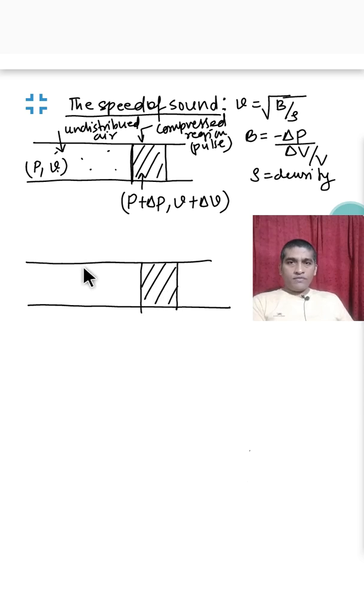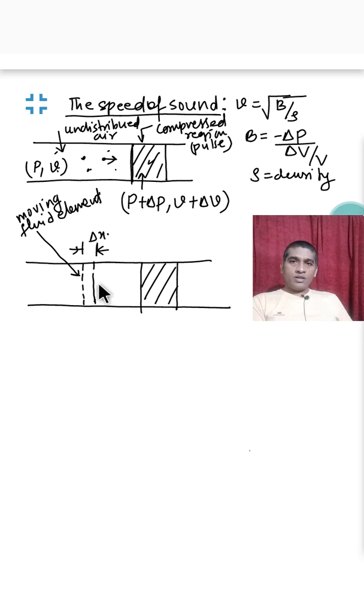Now let us take a moving fluid element of small thickness delta x. We know the air particles of this region move more freely in comparison to the particles of this region. So we are taking a moving fluid element, and let V be the speed of this element and A be the area of cross section. So we are taking a moving fluid element which is moving with speed V towards the pulse.